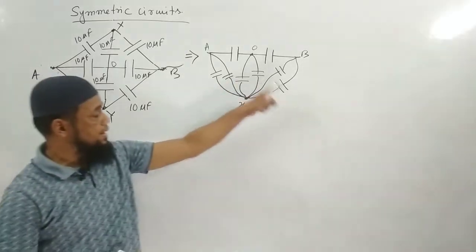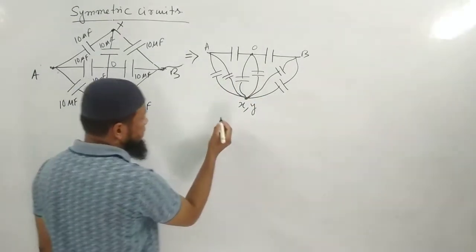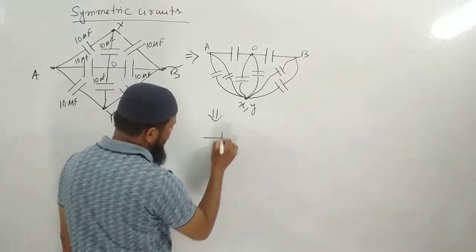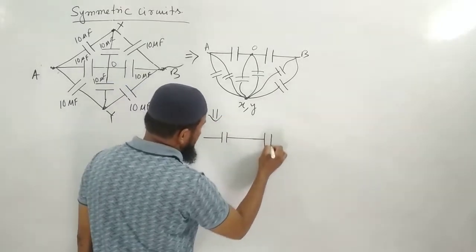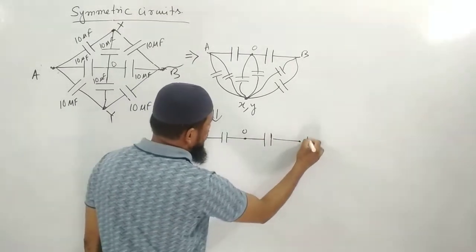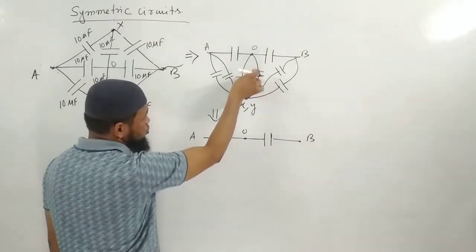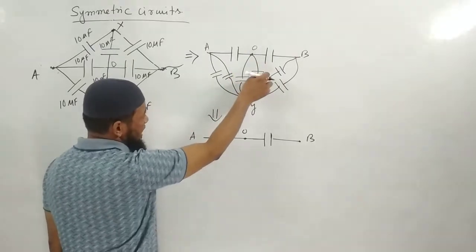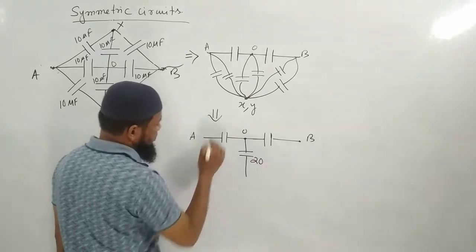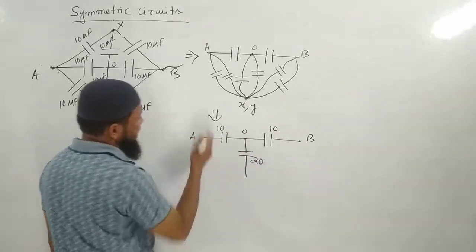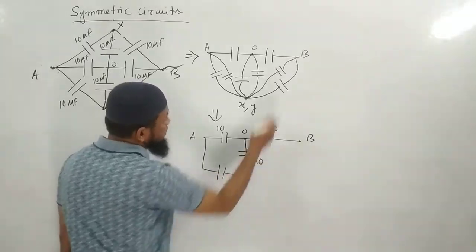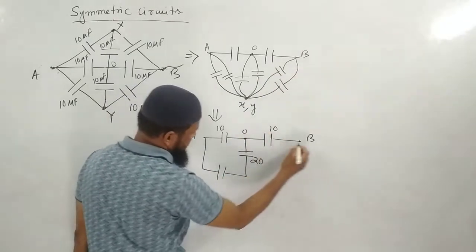They are all identical capacitors. So I can redraw this circuit like this: between A and O, and between O and B. These two, between these two points, are in parallel, so 10 and 10 become 20. This is 10, this is 10, 10 and 10 in parallel is 20, so this way there is a 20, and 10 and 10 is 20.